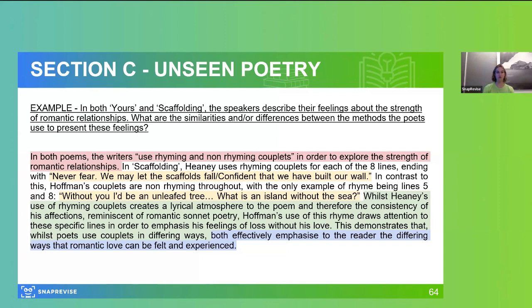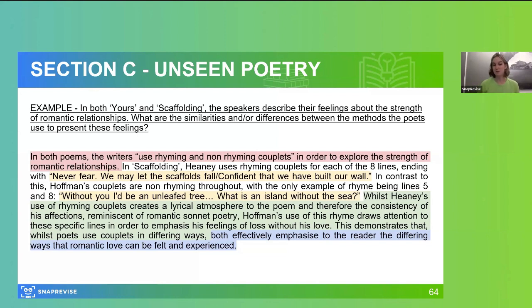I say that in both poems, the writers use rhyming and non-rhyming couplets in order to explore the strength of romantic relationships. In Scaffolding, Heaney uses rhyming couplets for each of the 8 lines, ending with "Never fear, we may let the scaffolds fall, confident that we have built our wall." In contrast to this, Hoffmann's couplets are non-rhyming throughout, with the only example of rhyme being in lines 5 and 8. "Without you, I'd be an unleafed tree. What is an island without the sea?"